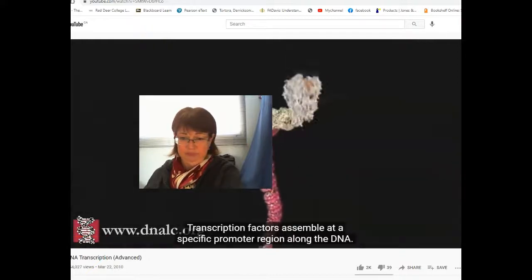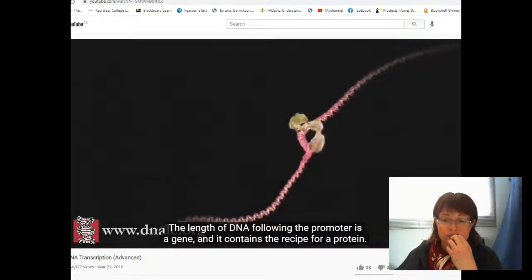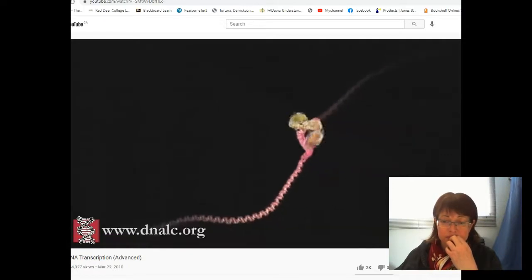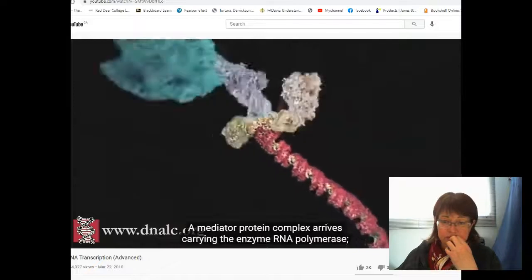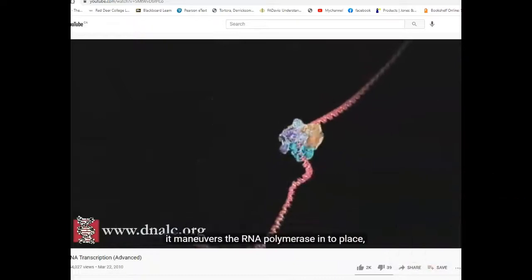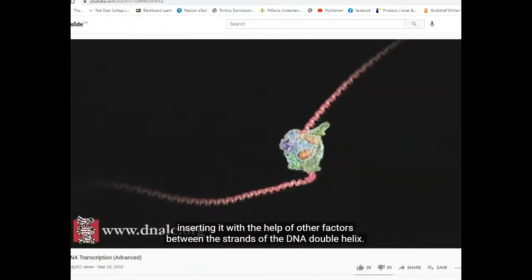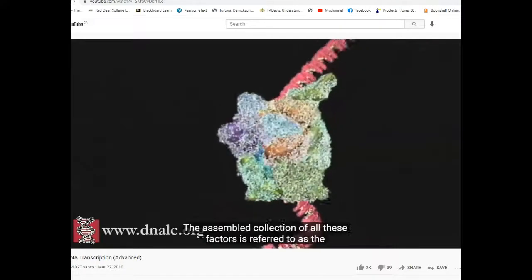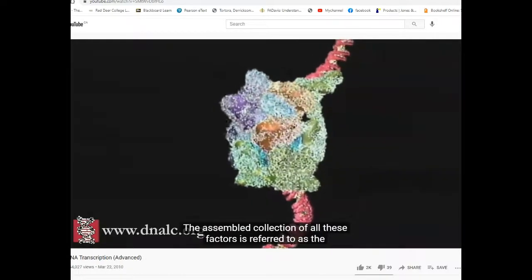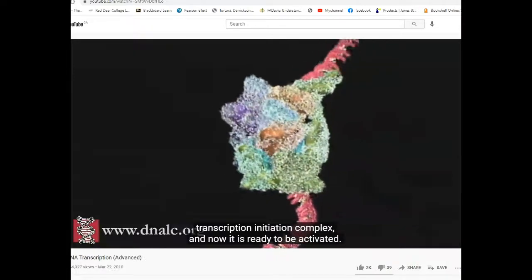Transcription factors assemble at a specific promoter region along the DNA. The length of DNA following the promoter is a gene, and it contains the recipe for a protein. A mediator protein complex arrives carrying the enzyme RNA polymerase. It maneuvers the RNA polymerase into place, inserting it with the help of other factors between the strands of the DNA double helix. The assembled collection of all these factors is referred to as the transcription initiation complex, and now it is ready to be activated.